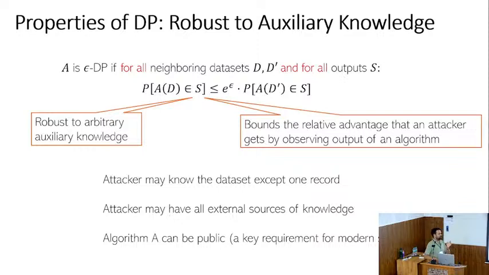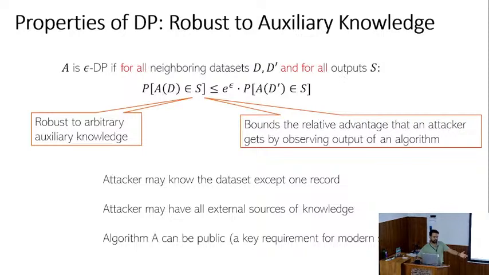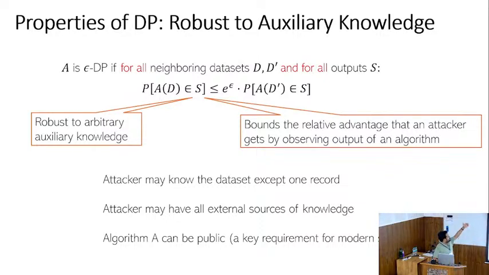The algorithm does some randomization by adding random noise, and that randomization we need to hide. We can make all the other parts of the algorithm public; only the randomization part, the noise, we need to hide. This is all the auxiliary knowledge an attacker can have, and this definition will protect us against all of it.